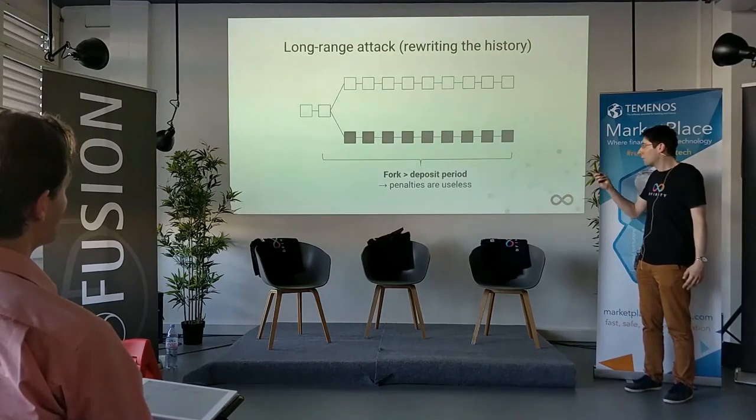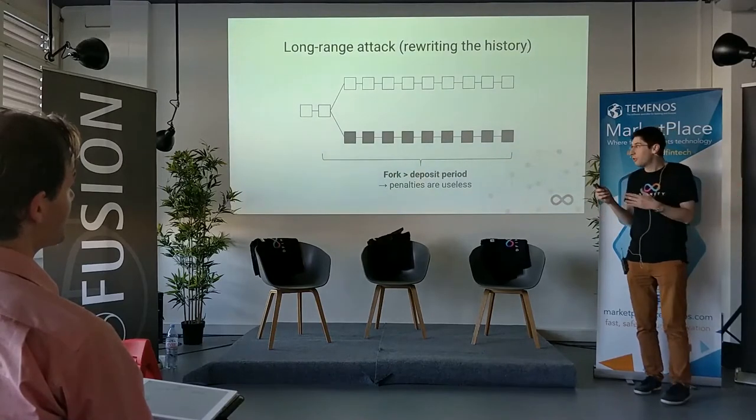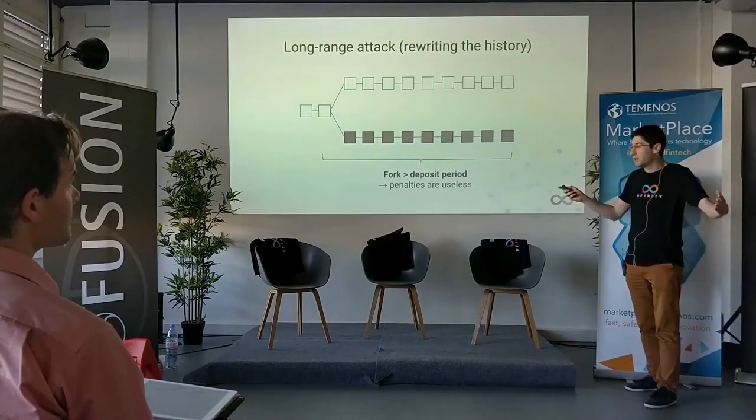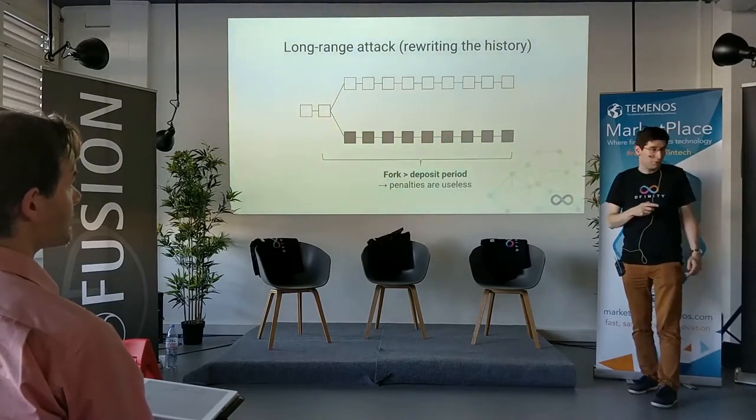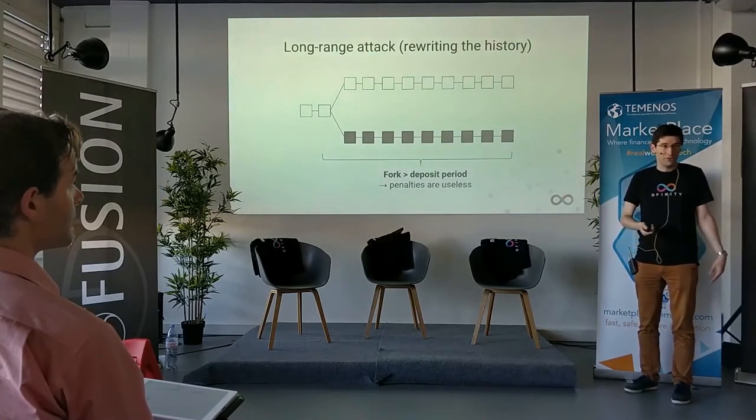And a fork can last longer than 4 months. If we have a deposit period of 4 months, and someone is able to create a fork that's maybe 5 months long, then you cannot apply penalties. So this kind of attack wouldn't be deterred by penalties.